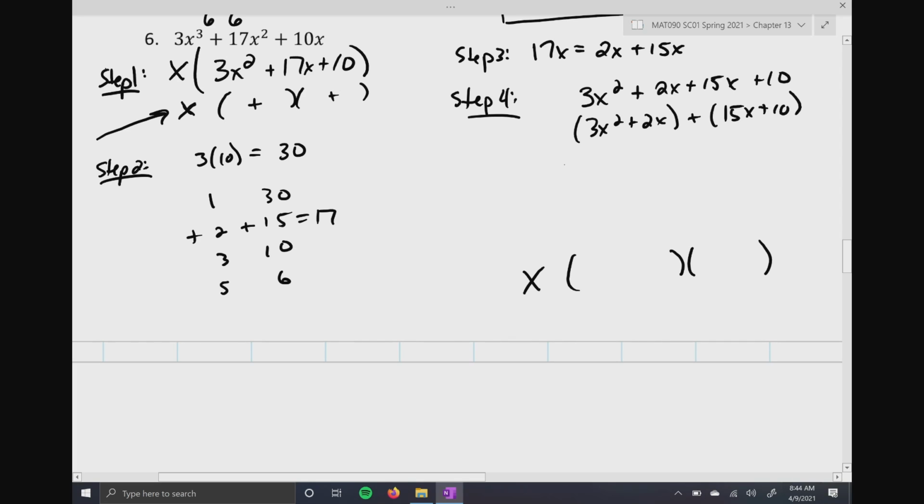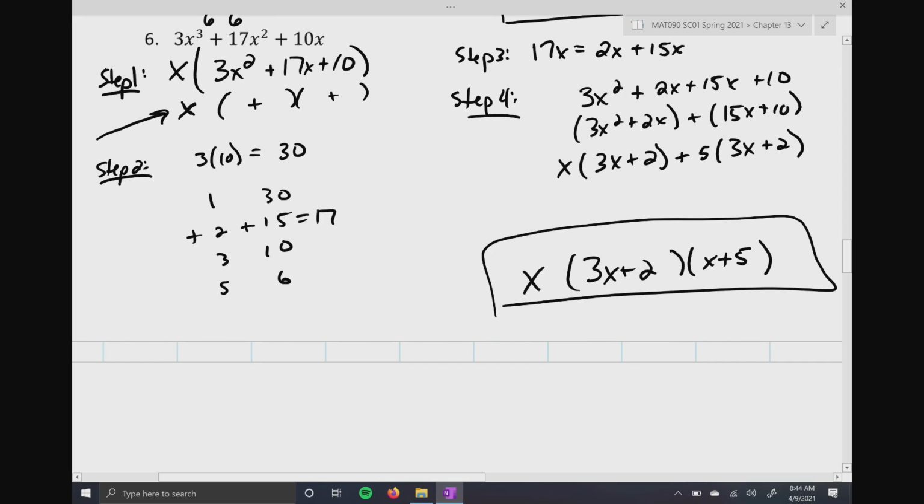In the first set of parentheses, I can factor out an X. In the second set, I can factor out a 5. For my common binomial of 3x plus 2, and whatever is left over, x plus 5, is the final result. So all I did here is I didn't write the GCF for step 4, so it was a little easier for me to focus. But normally, I would definitely have that X out front. But that's just me. That's how I roll. It was very popular back in my day.